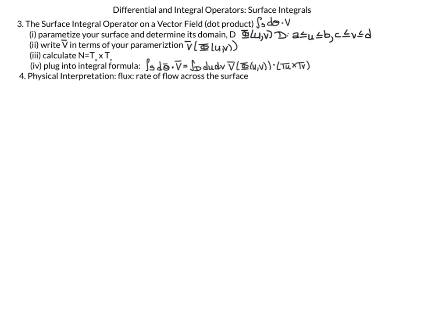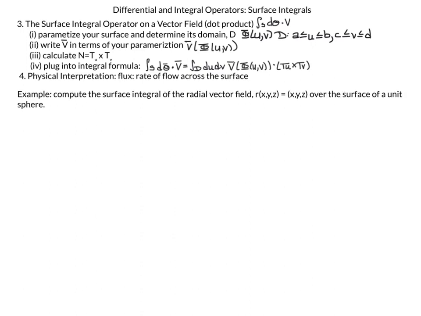Oh, and one other thing I should mention, the physical interpretation of this surface integral is flux. That is, it's the rate of flow across the surface. And the problem is to compute the surface integral of the radial vector field, so our vector field v is given by r of xyz is equal to xyz, so it just radiates out over the surface of a unit sphere. Our first step is to parameterize our surface and determine its domain.